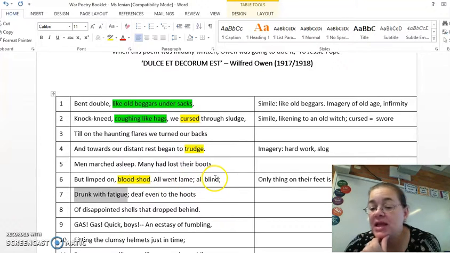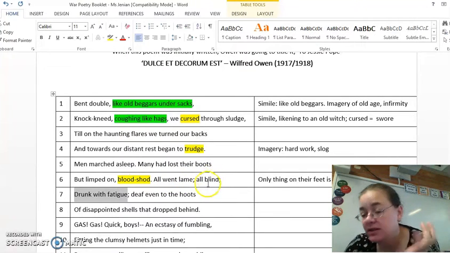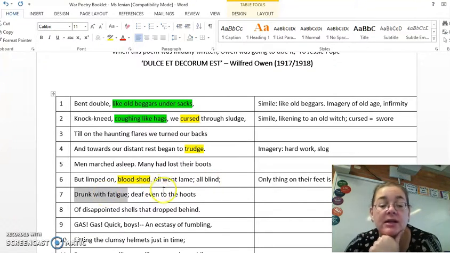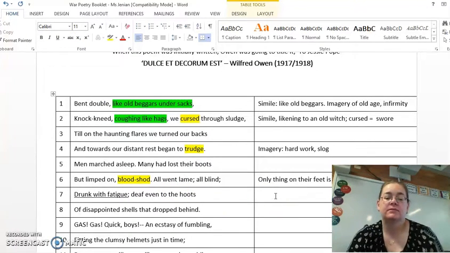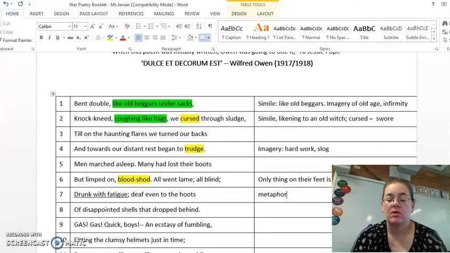So they're all limping. They either can't see because they've got something wrong with their eyes, or they're just so tired they can't get their eyes open. Deaf even to the hoots. Drunk with fatigue. I might get that in the underline. Drunk with fatigue. So metaphor. So tired that you can't walk straight, basically.